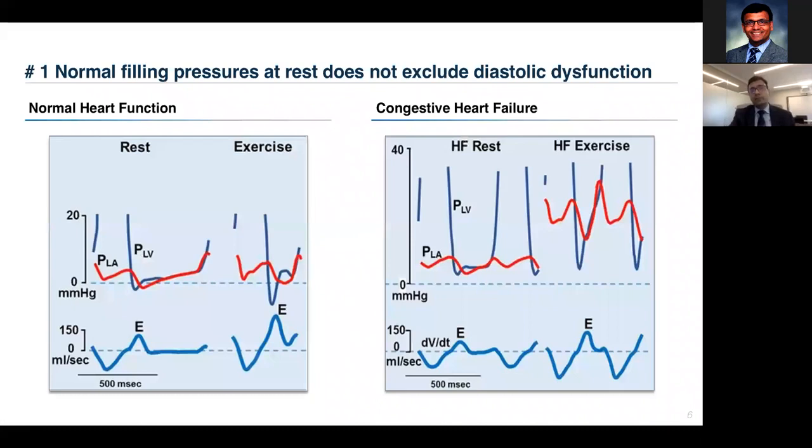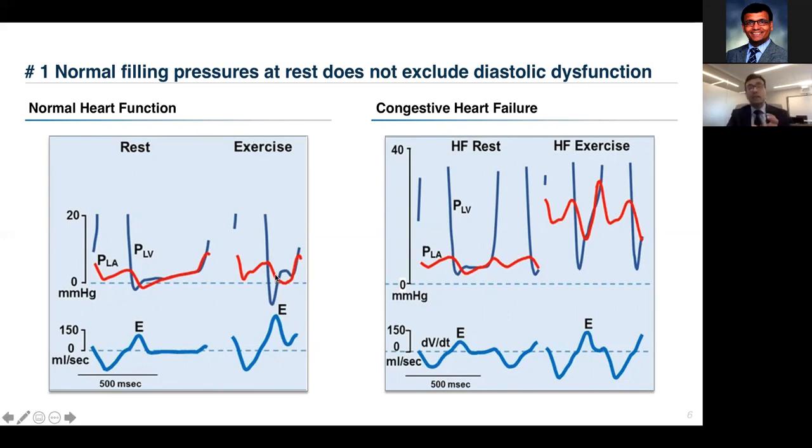It is important to recognize that normal filling pressure at rest does not exclude diastolic dysfunction. You can have a patient who can have a normal filling pressure at rest. However, whenever you perform a stress test or an exercise, the filling pressure increases. Normally, in a healthy individual, as you exercise, the restoring forces, the suction, the uncoiling, untwisting becomes more vigorous. And this allows for rapid transport and transit of transmitral flow without causing an elevated filling pressure.